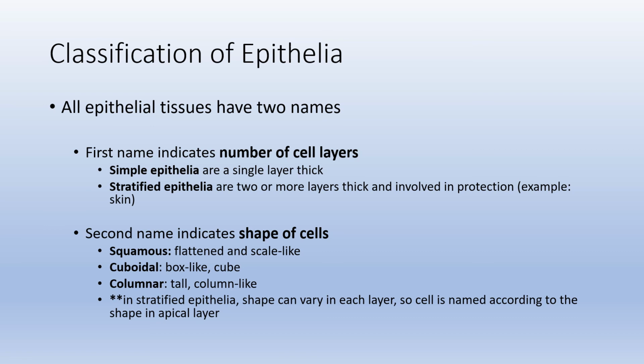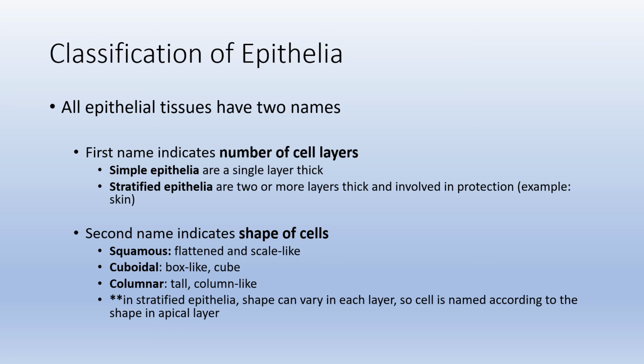If an epithelial sheet is a single layer thick, or you have a layer of just single cells, we call that simple epithelia. If an epithelial tissue sheet is more than 1 cell layer thick, we then call it stratified epithelia. The last name or the second name of epithelium will tell you the shape of the cells that are creating that epithelial tissue. We have 3 different shapes.